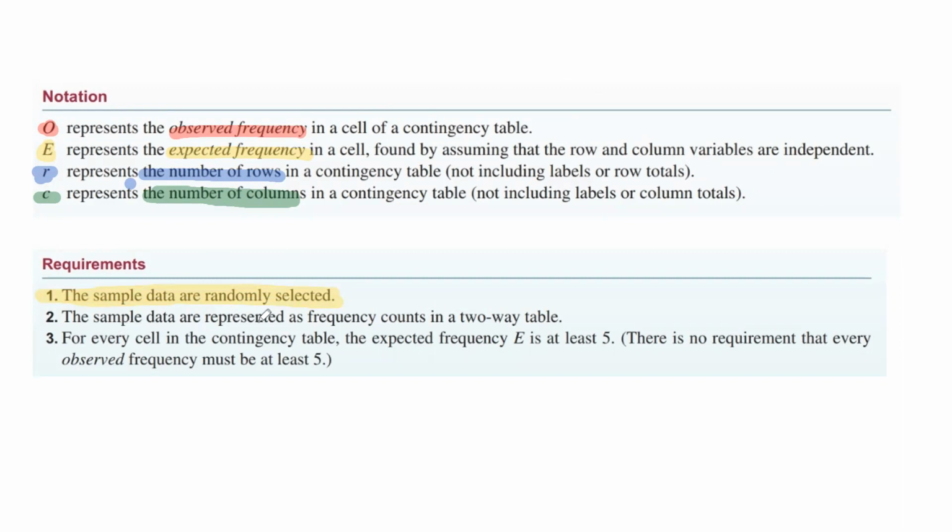The sample data are represented as frequency counts. Each cell will be a frequency, right? In a two-way table, right? Two-way is not saying 2 by 2, but it means it has two factors. And those factors can be anything. It could be a 3 by 3. It could be a 4 by 3. It could be a 4 by 5. I don't want to get that complex, but they at least have to have a two-way table, which means it's referring to two different factors.